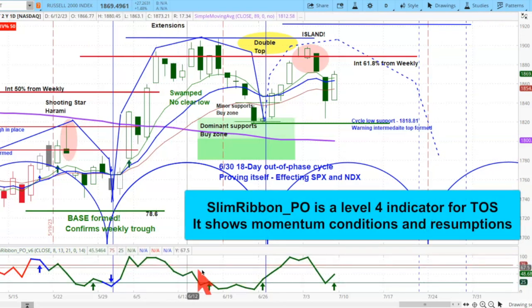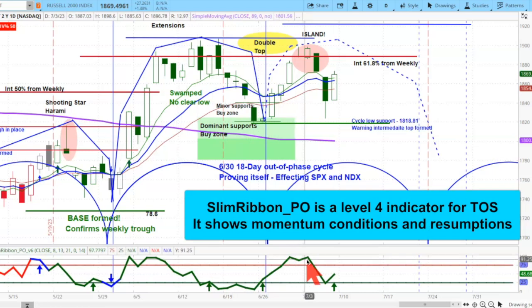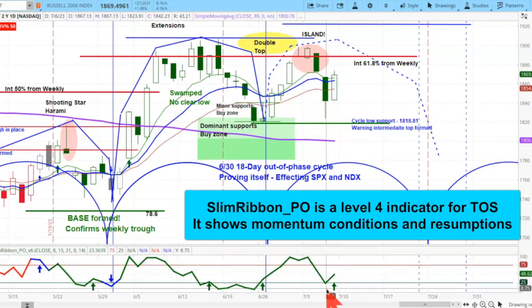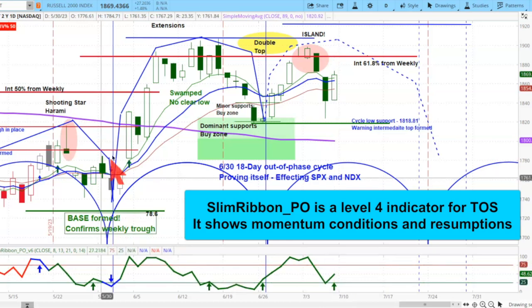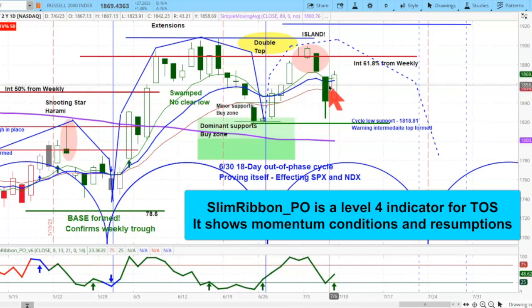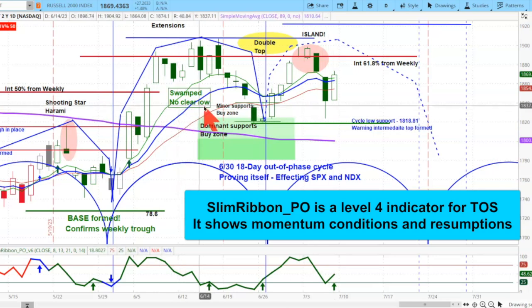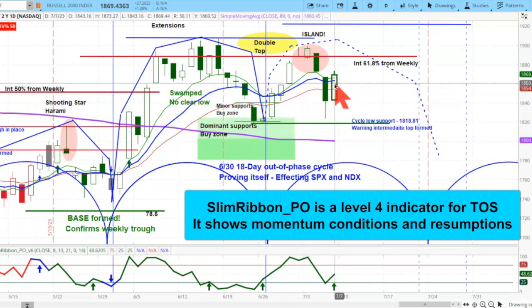Now, when you look at the slim ribbon PO, this level 4 indicator that we have, it just gave this resumption, this upward resumption signal, and the slim ribbon is still positive, as you see right over here. You could get the slim ribbon for free for the Thinkorswim platform by downloading it from our site.